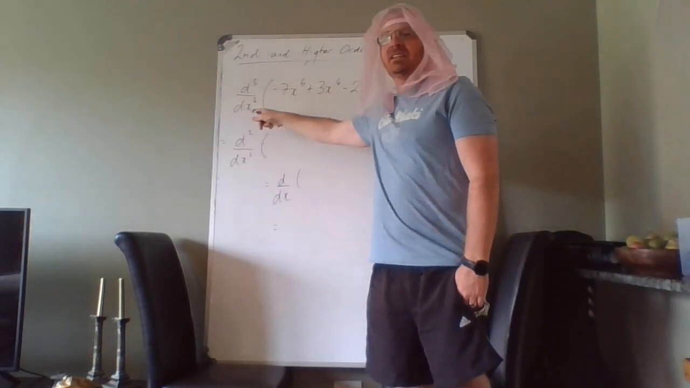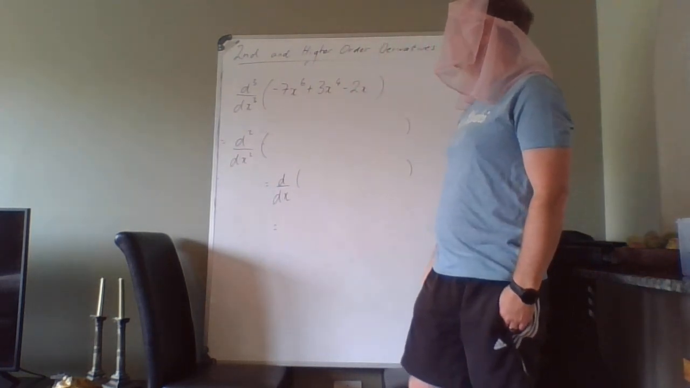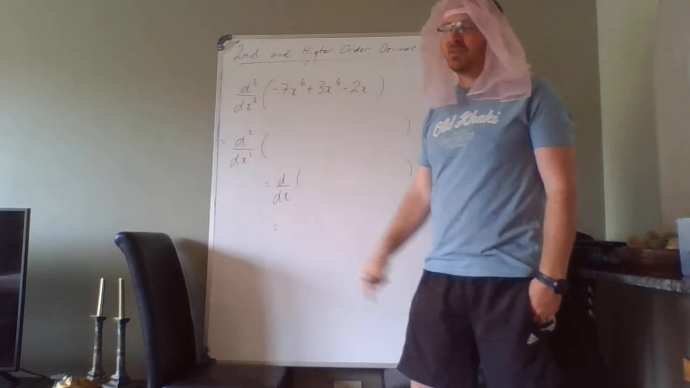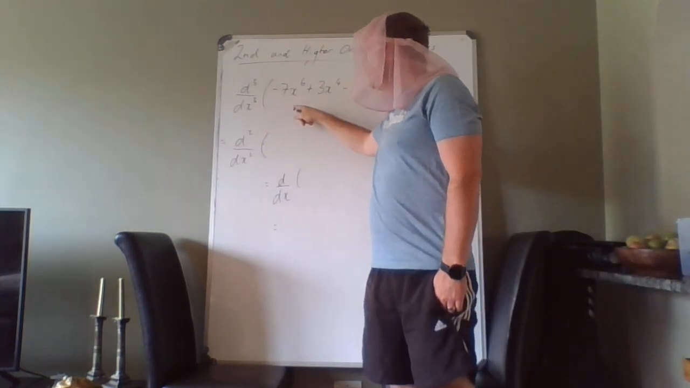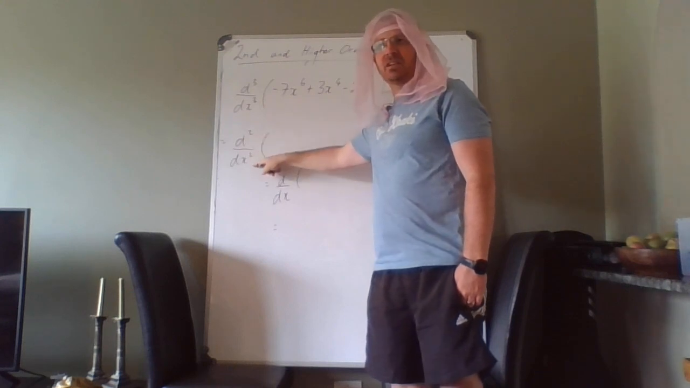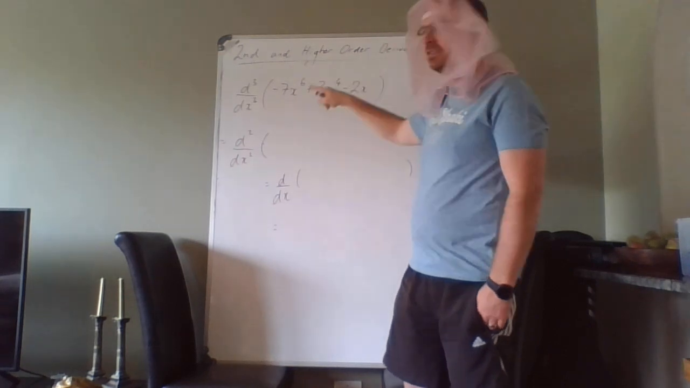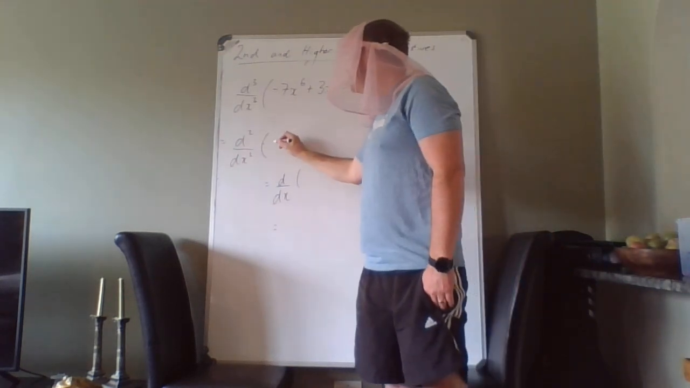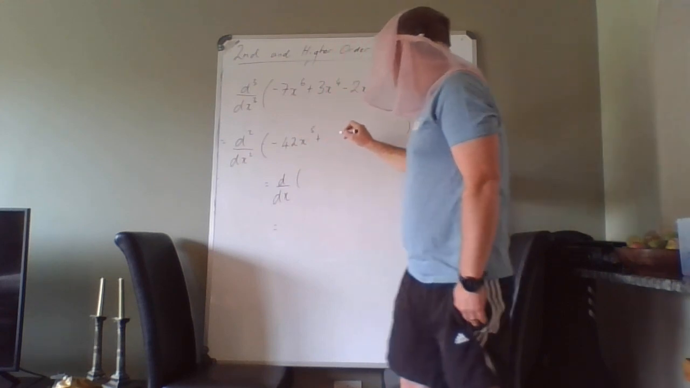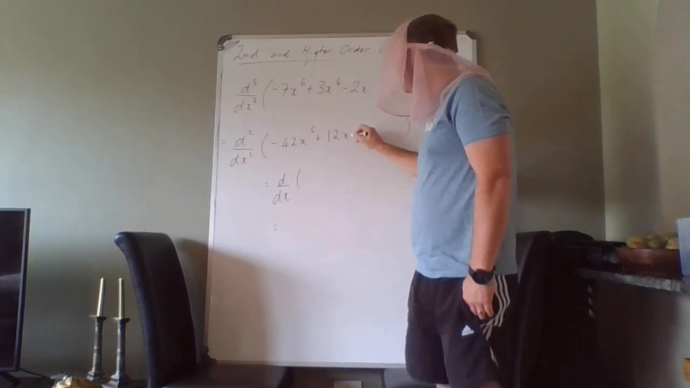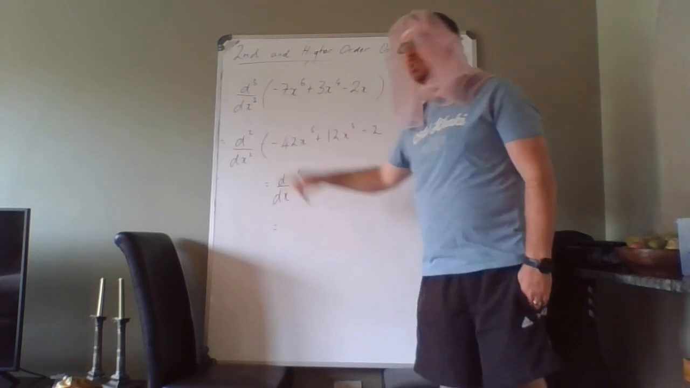Right, so just some other notation. Remember, this is an instruction. This means go differentiate negative 7x to the 6 plus 3x to the 4 minus 2x, 3 times. So I'm going to differentiate it once, which means I've still got to differentiate it 2 more times. So I've still got to find the second derivative of this derivative over here. And that derivative is going to be minus 42x to the 5 plus 12x cubed minus 2. So I've differentiated once, I've still got 2 more to go.